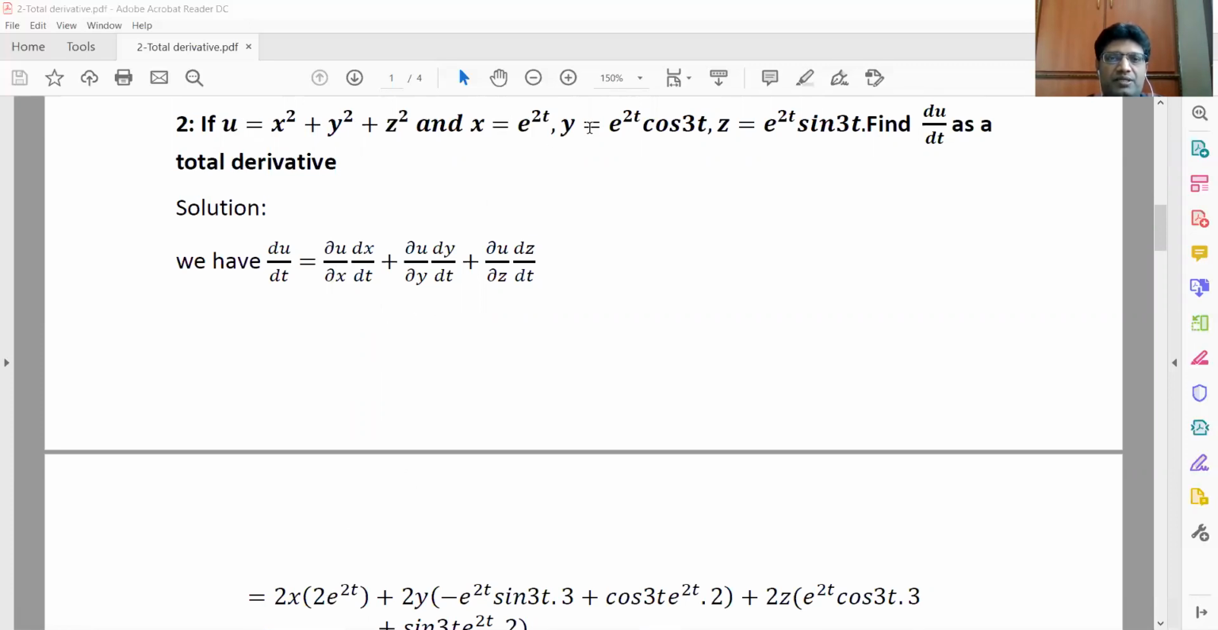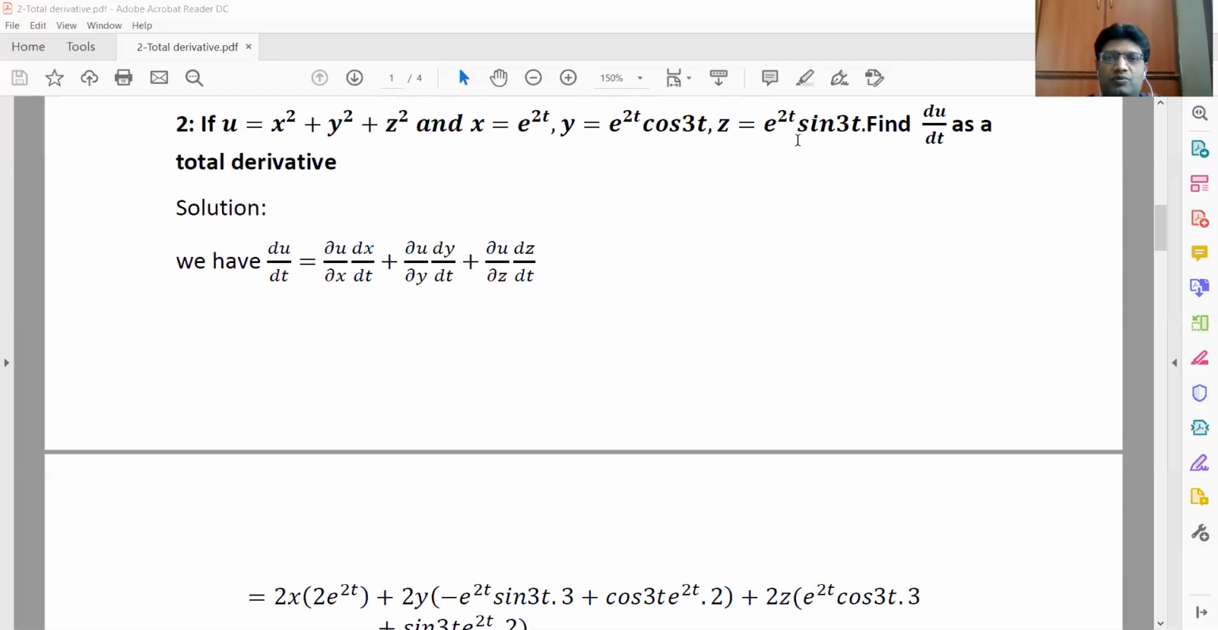Next, dy/dt. So for dy/dt I have to apply the product rule. So e^(2t) as it is for cos 3t minus sin 3t; for 3t it is 3, plus cos 3t as it is, for e^(2t), for 2t it is 2. Plus, next, ∂u/∂z. ∂u/∂z is 2z.